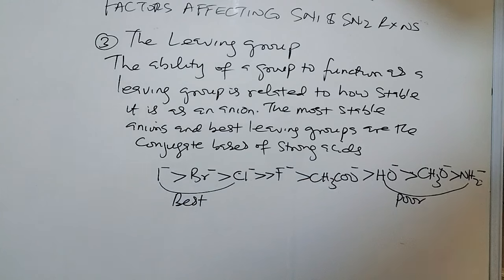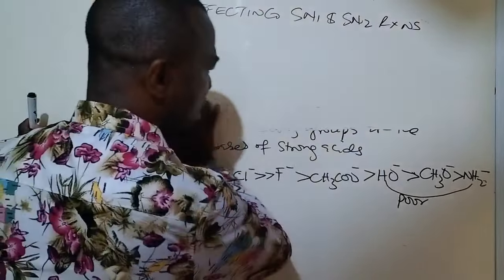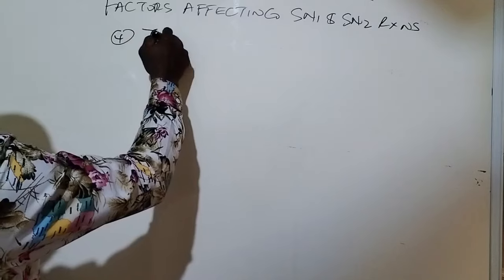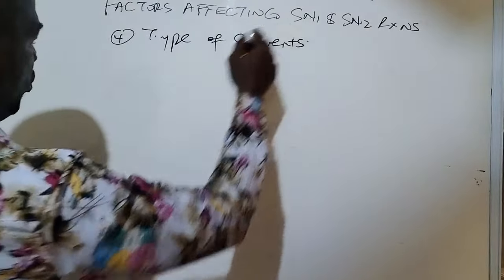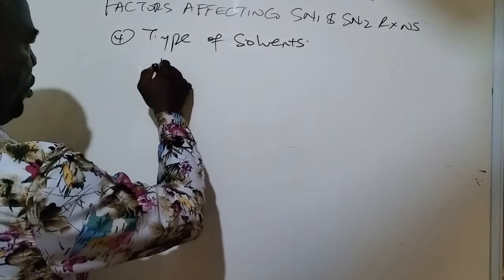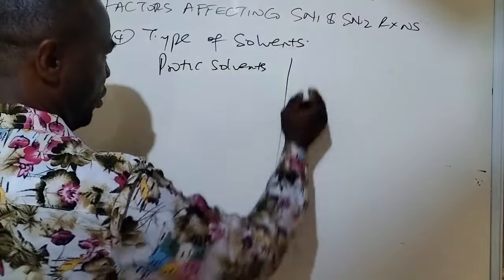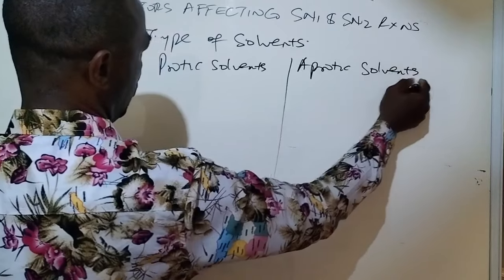So the next one is type of solvent. The next factor that affects SN1 and SN2 mechanism is the kind of solvent. Solvents play an important role because they help to solvate the substrate and also solvate the anion or the leaving group. We have two kinds of solvent which we mentioned today: the protic solvents and the aprotic solvents. These are very important in SN1 and SN2 mechanism.